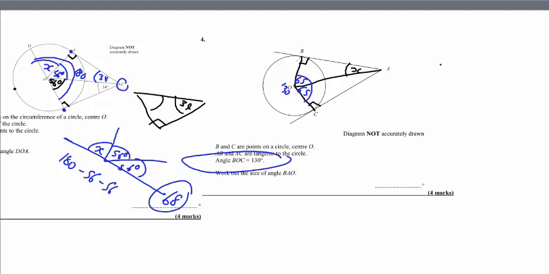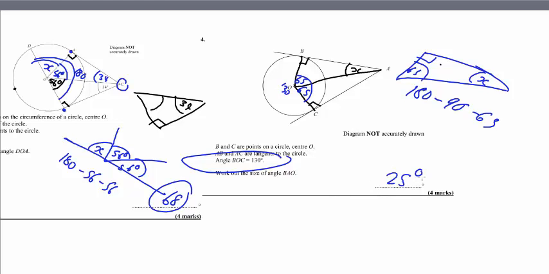We need to work out angle BAO, so that one. Well, sort of easy now anyway. So this one's a right angle triangle, this is 65. This is X, pretty easy. 180 minus 90 minus 65. 25. That's another one done. Probably getting through most of them now.